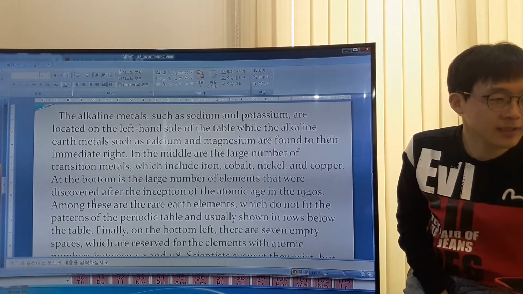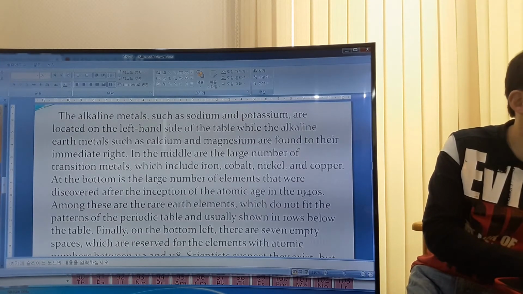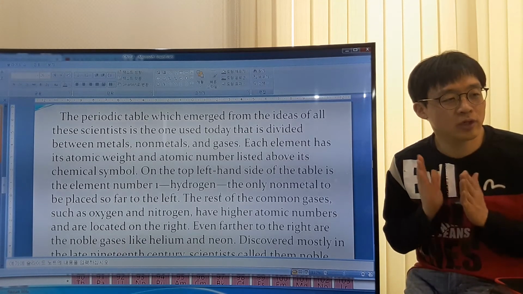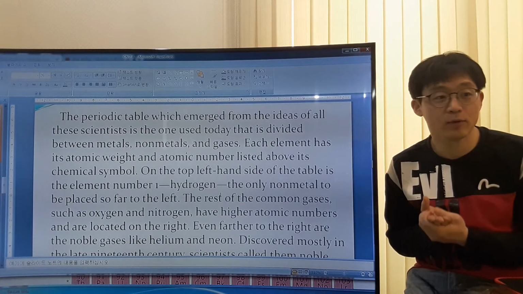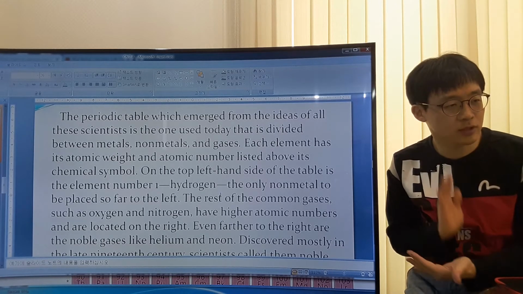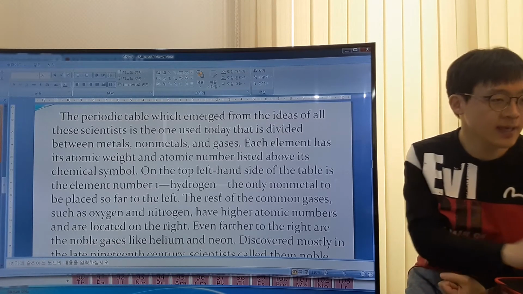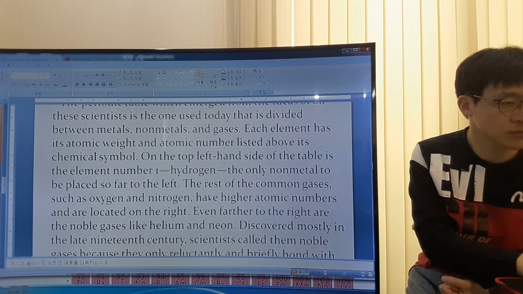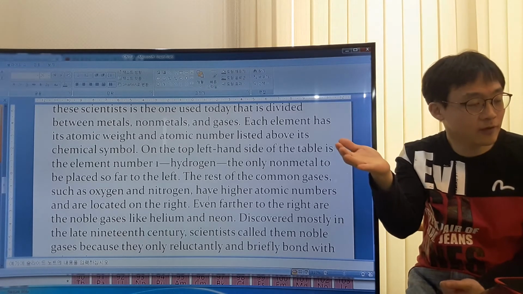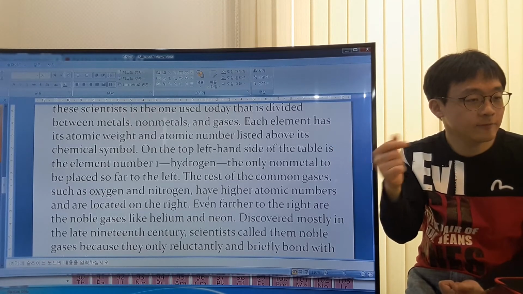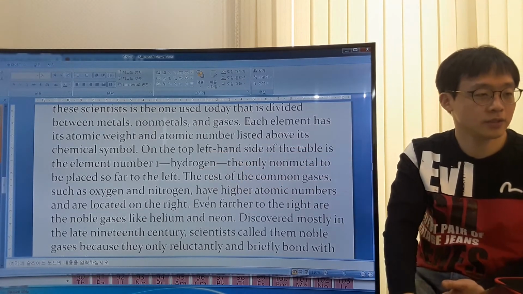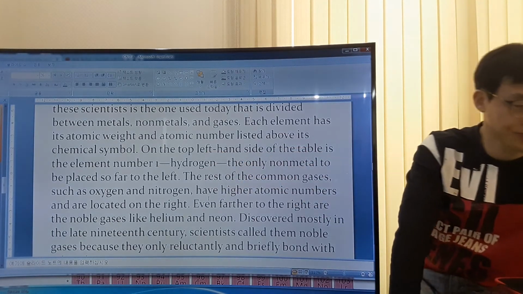The alkaline metals, hold on. So what is this part about? This part is about the periodic table of today, how it's structured. It's divided between metals, non-metals, and gases, and each element has the weight and number listed above the symbol, and from here it's about where certain elements are. Okay.